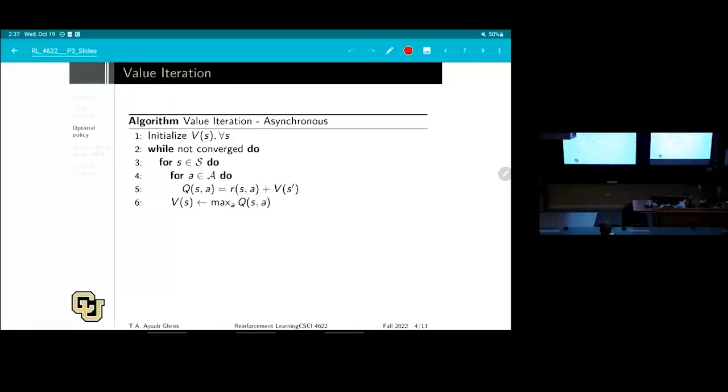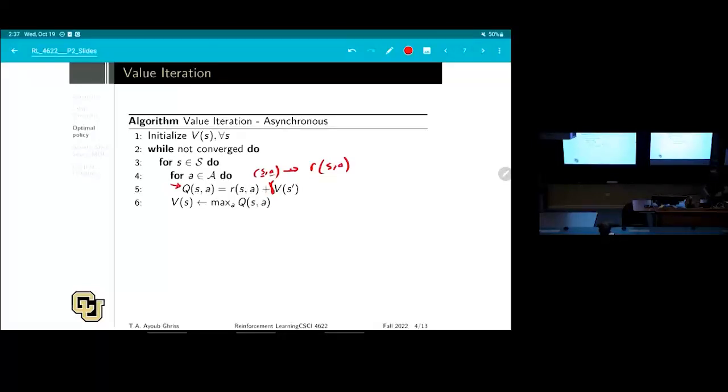So we can start from any initial value function V, or we can initialize it with 0. Then we go through the different states and then the different actions. For each of these tuples (S, A), we take action A at state S, and then we get the reward R of (S, A). Once we do that, I forgot the factor gamma here.